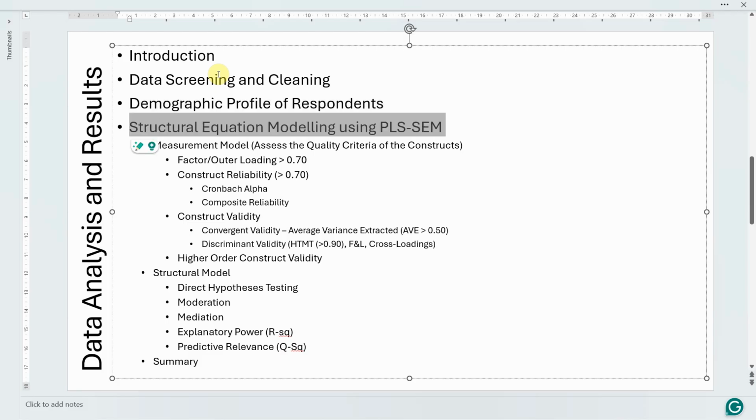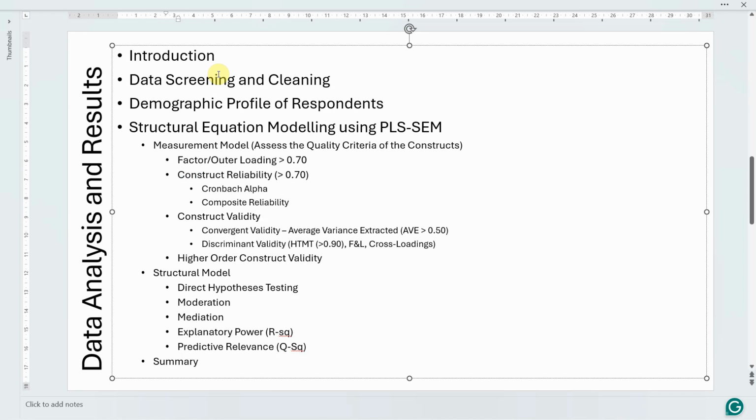And then when you start with structural equation modeling using PLS-SEM, always the first step is measurement model assessment. That includes the assessment of quality criteria and constructs, where first you explain the factor loadings or outer loadings. Then you write about the construct reliability, that includes Cronbach's alpha and composite reliability.